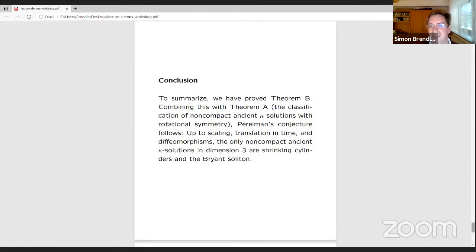So to conclude, this is how you prove zone B, and then if you put it together with the classification of rotationally symmetric solutions, that gives you the full proof of the conjecture. And then in the compact case, a similar argument gives you rotational symmetry, but then the classification of compact rotationally symmetric solutions is joint work with Panagiota Daskalopoulos and Natasa Sesum, which requires a lot of extra arguments. So I'm out of time, so I will stop here.